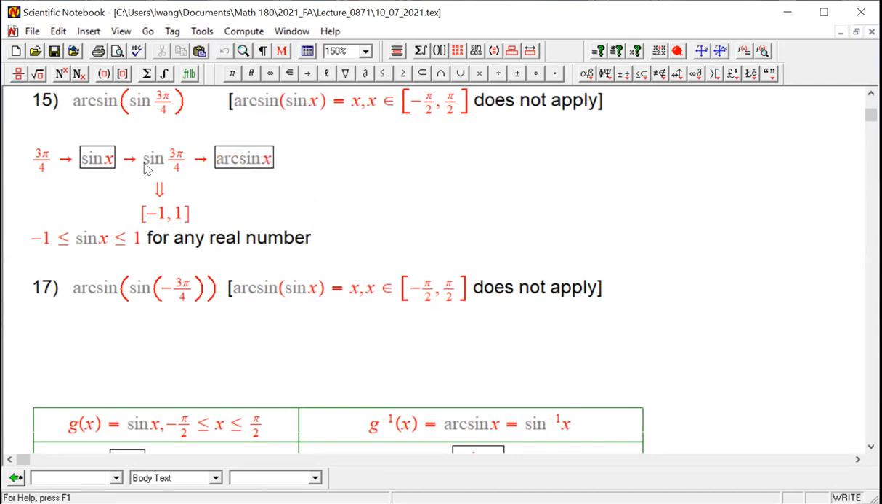Okay, so this number can be served as input for ArcSine. And in the end, we're going to get an output. And what is that output? That output is going to be an angle. What kind of angle would that be?